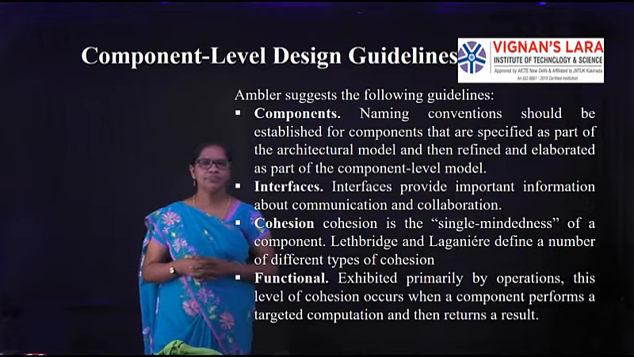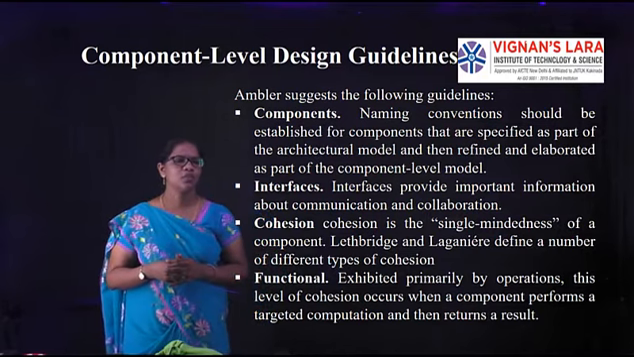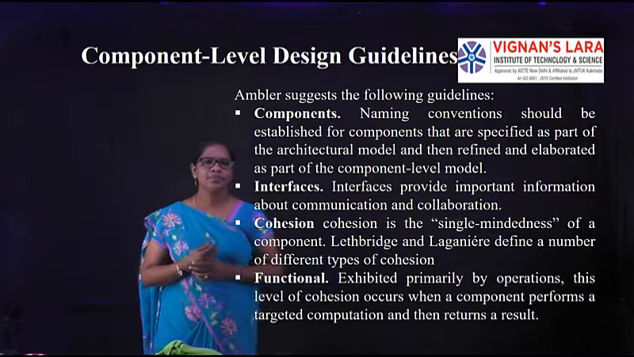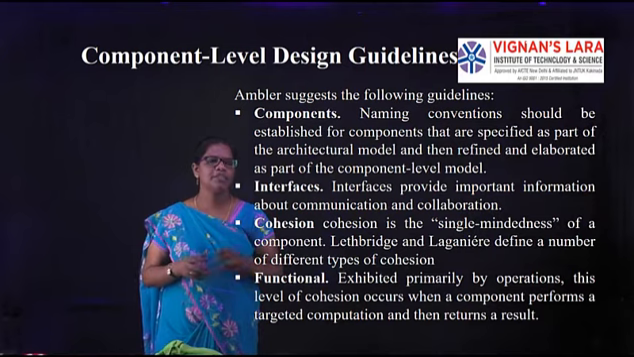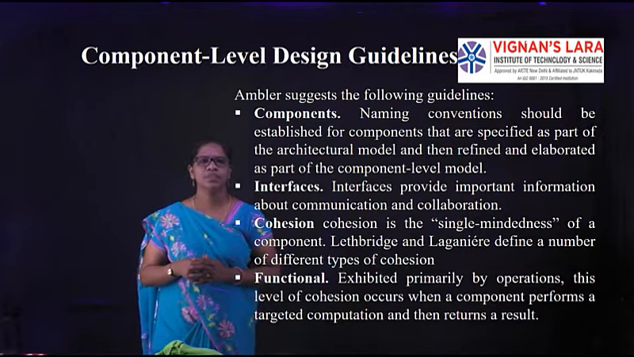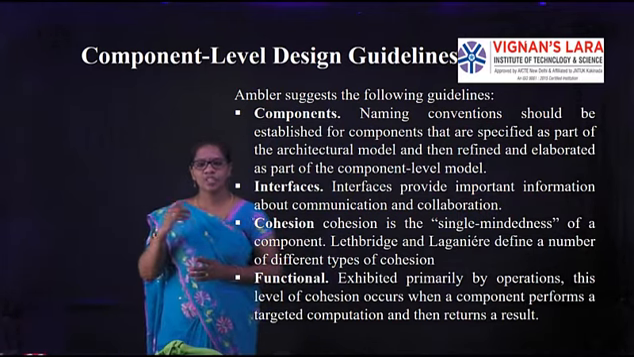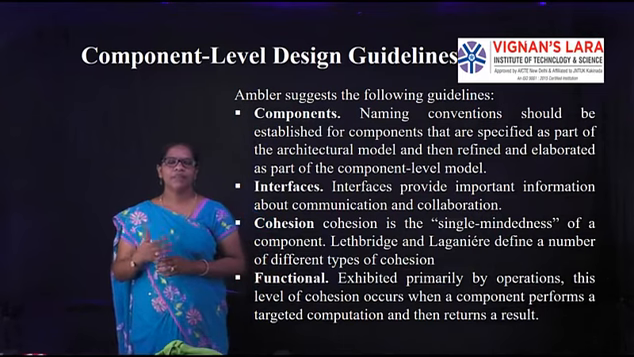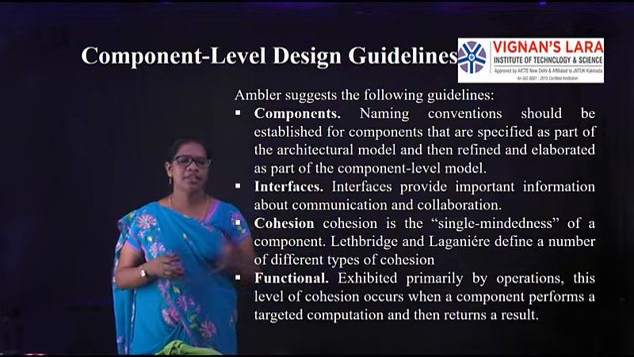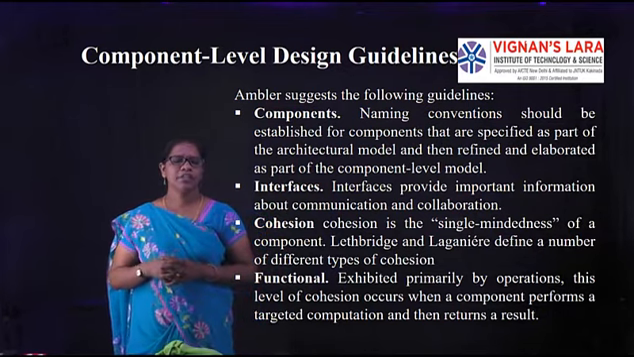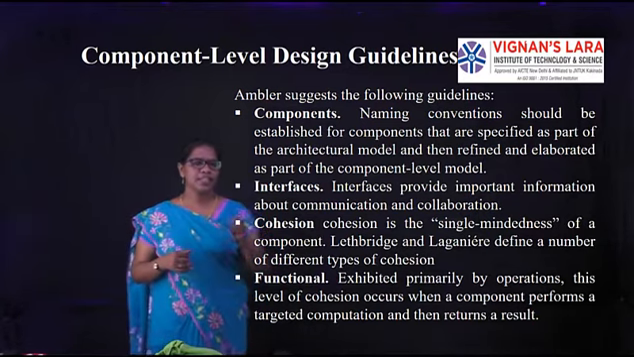And the next one is cohesion. So what is cohesion? Cohesion is single-mindedness of a component. Lethbridge and Langre, these two contributors, define a number of different types of cohesion. Cohesion means the single-mindedness of a component, that is, the component is used in one way. Lethbridge and Langre have given different types of cohesion. We will see later what the different types of cohesion are.